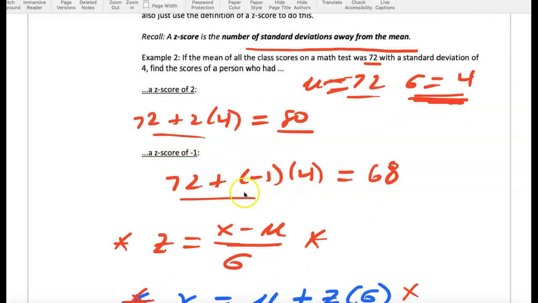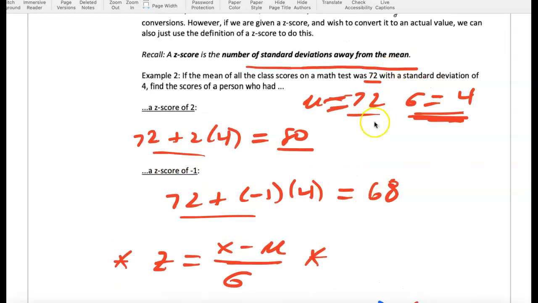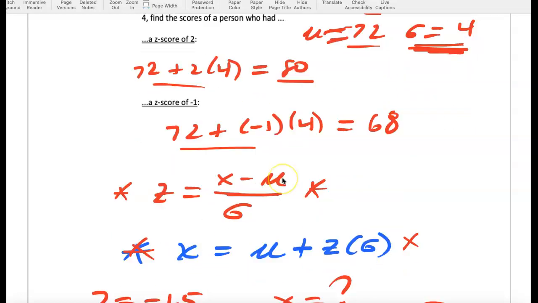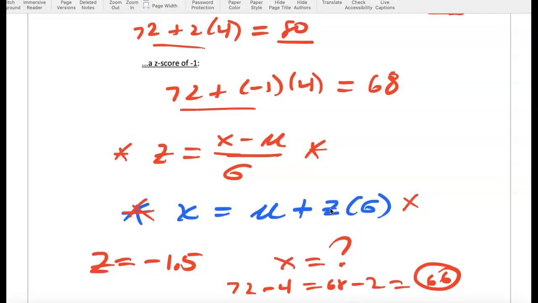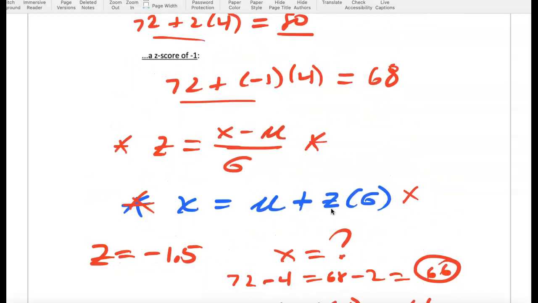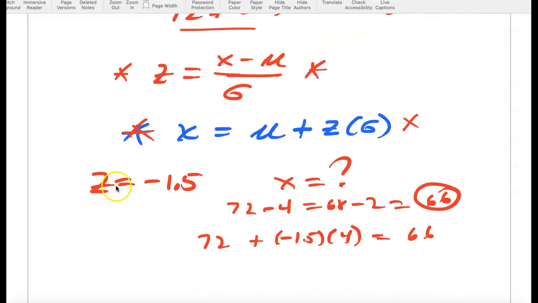What if they score 1 below? Well, it's 72 minus 4. Some of you may not even need the formula to do it. You can think it through. But there's your formula to find an x value: the mean plus your z-score times the standard deviation. Whether your z-score is positive or negative brings you above or below. So if someone has a z-score of negative 1.5, what is their actual score? That's what you would get.